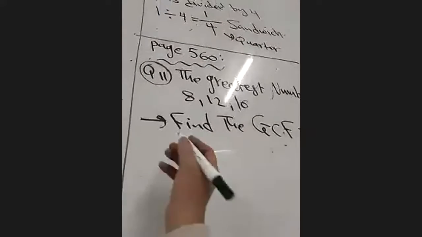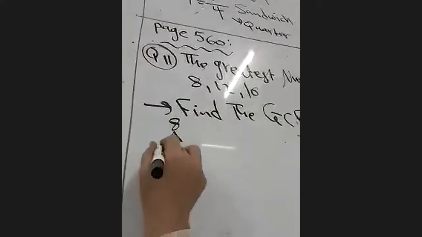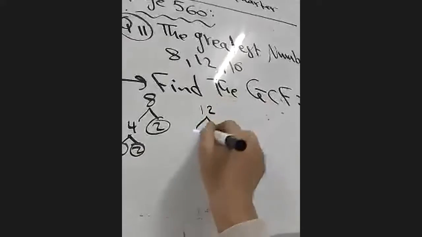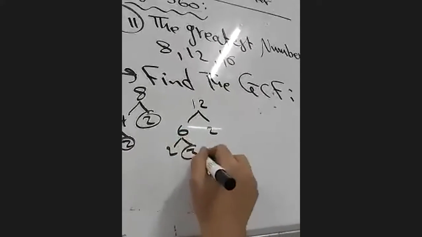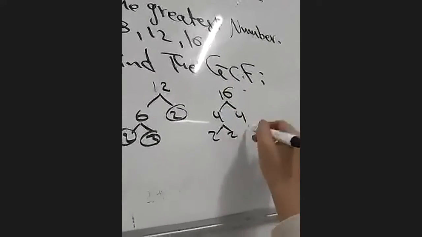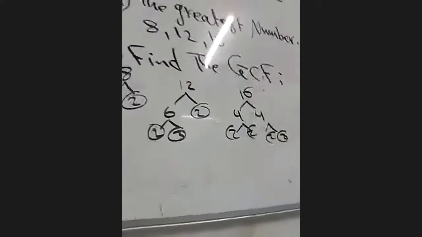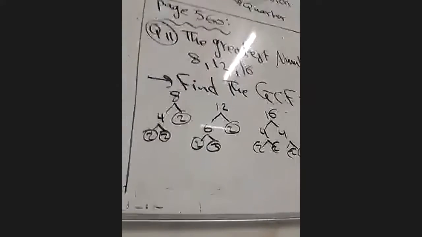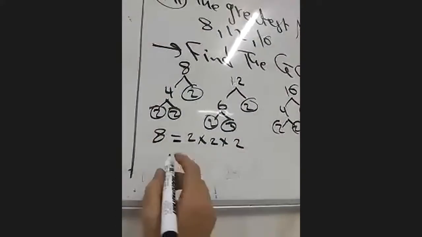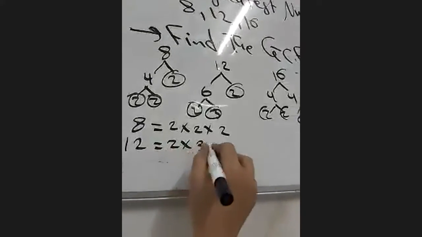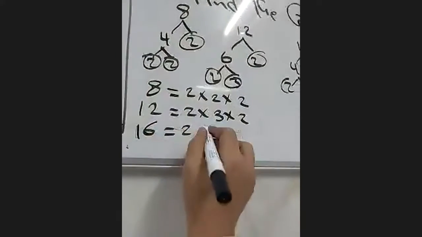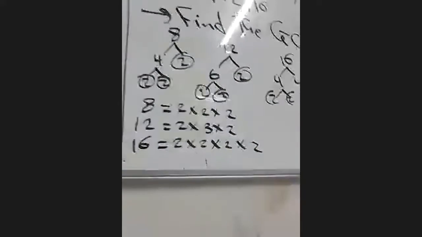Yeah, I know. 8, we have 4 and 2, and the 4 is 2 by 2. And 12, 6 and 2, circle the 2, but the 6 is 3 and 2. And 16, 4 and 4. Circle the 4. I did it quickly. Now the 8 equals 2 times 2 times 2. The 12 equals 2 times 3 times 2. And the 16 equals 2 times 2 times 2 times 2, right?